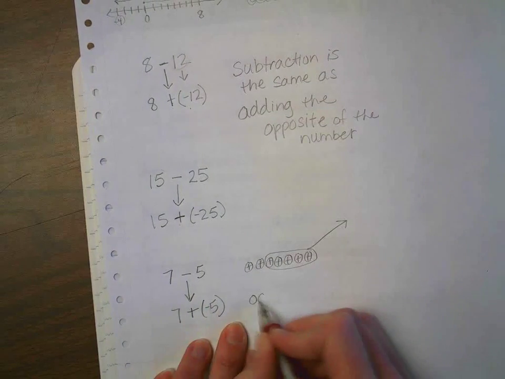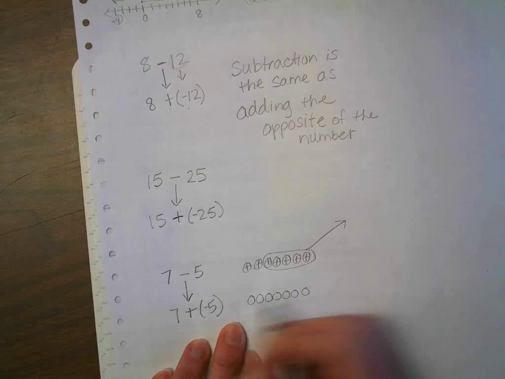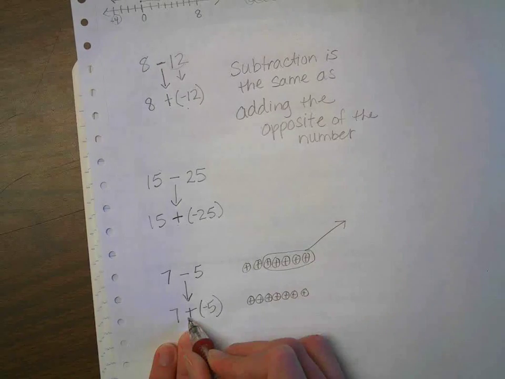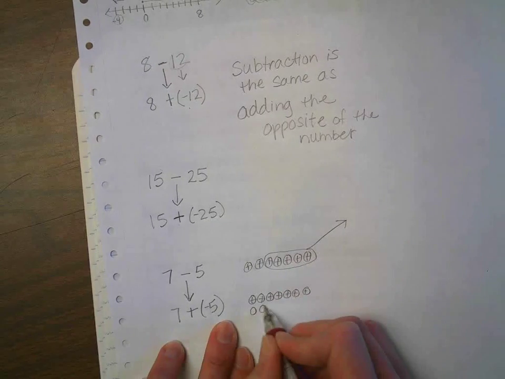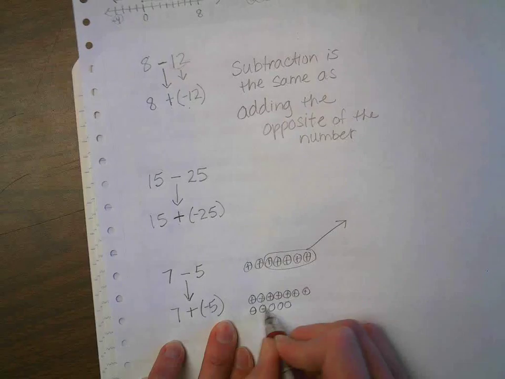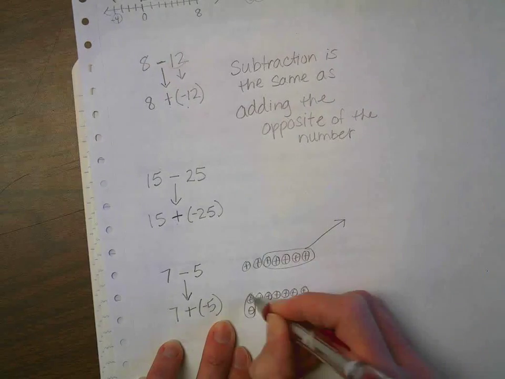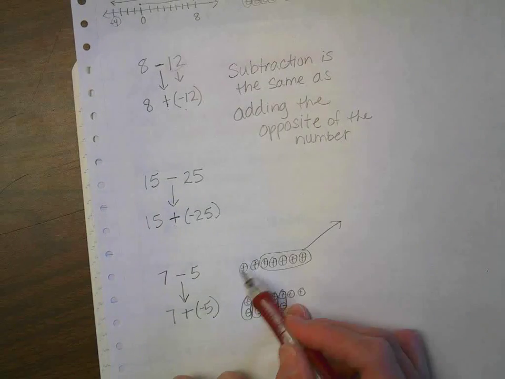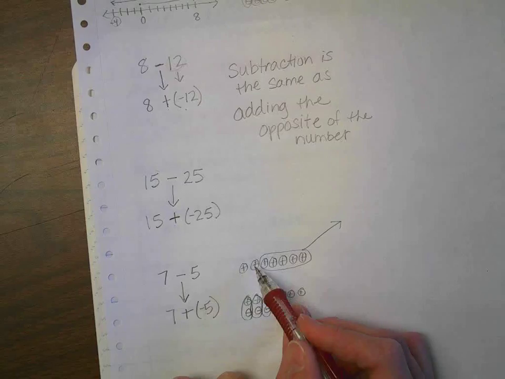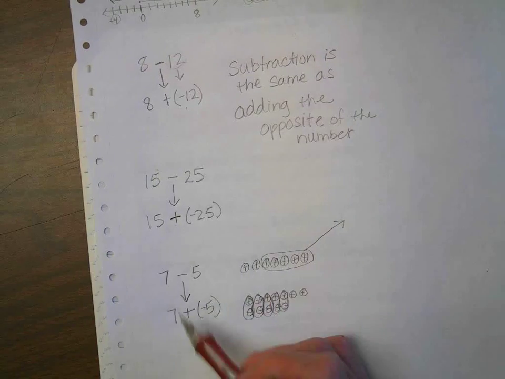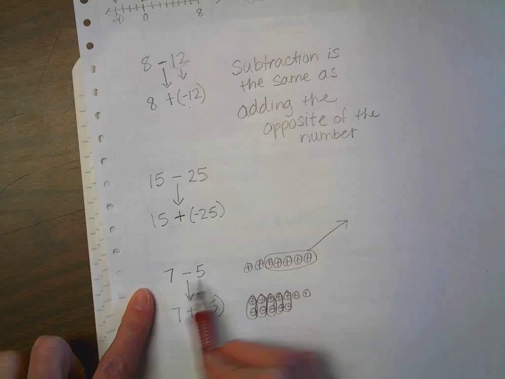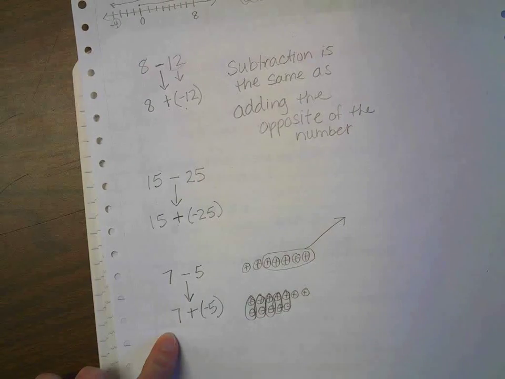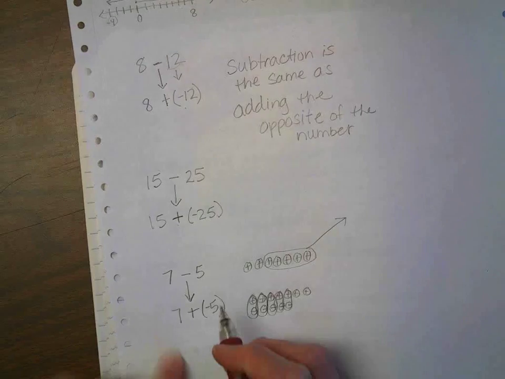Okay, let's model this one with chips. So I have 7 positives. Okay, and then this time it says that I'm supposed to add 5 negatives. Okay, 1, 2, 3, 4, 5. They're negatives. And then what do I circle? My 0 pairs. And what am I left with? 2 positives, just like I'm left with 2 positives up here. So we proved it again that when you subtract any two numbers, you can add the opposite and you will get the exact same answer.